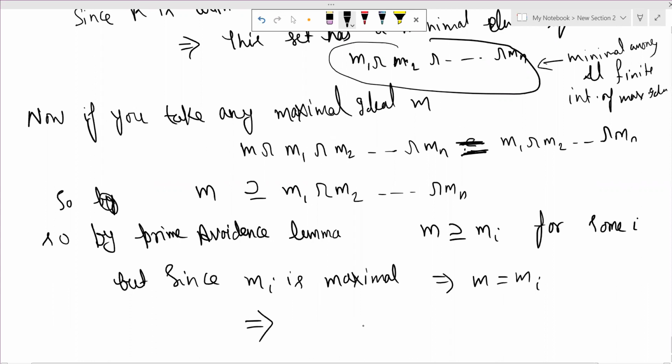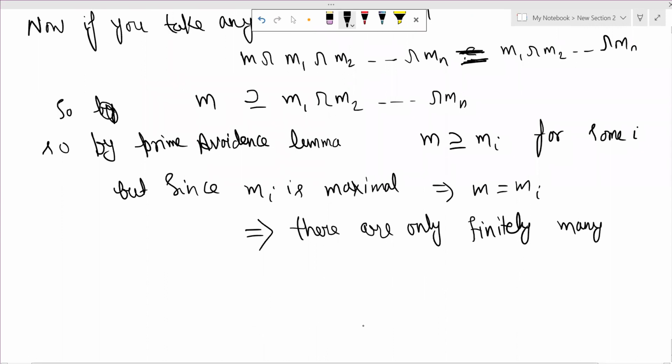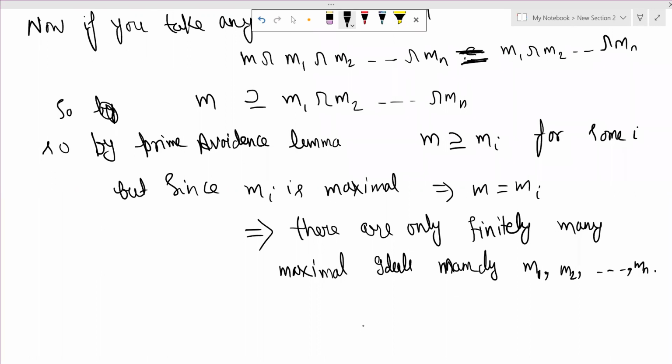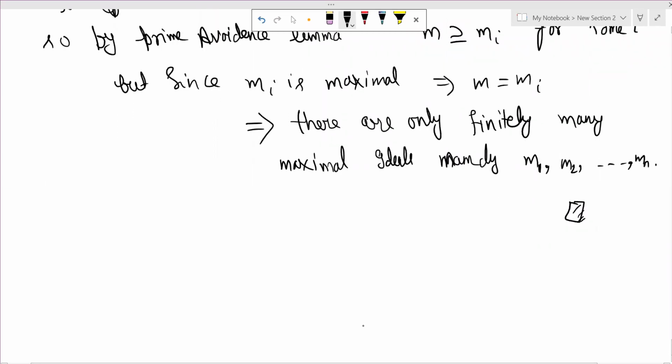This implies there are only finitely many maximal ideals, namely M1, M2, and so on up to Mn. Only these are the maximal ideals. So we are done. We proved that in an Artinian ring, there are only finitely many maximal ideals. So this is the thing I want to tell you.